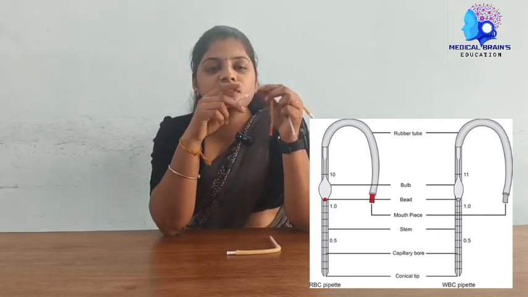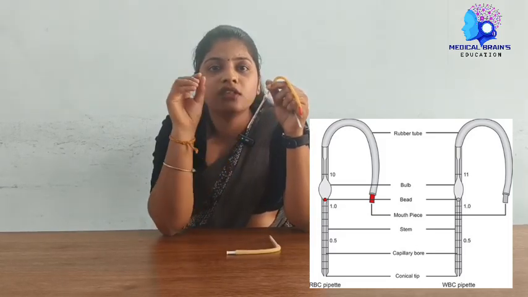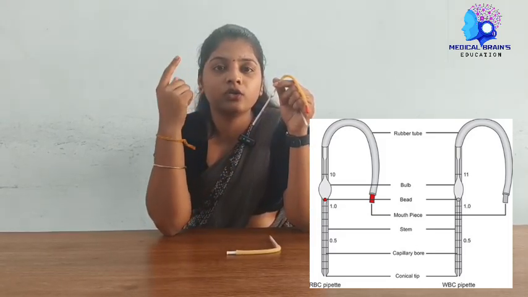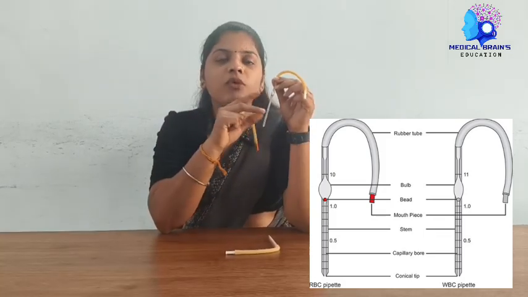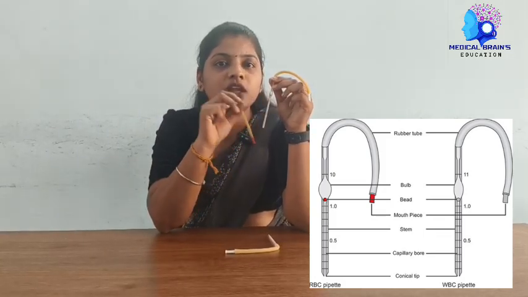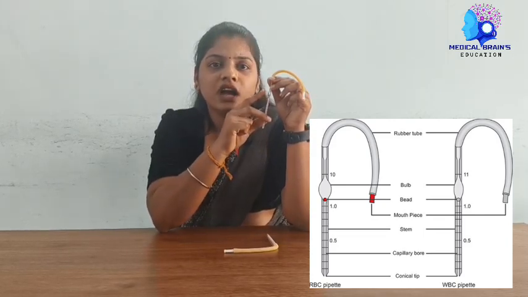And next, in the RBC pipette, inside the bulb, there is a seed-like structure. I already told you that is the bead. It is red in color. In the WBC pipette, inside the bulb, there is a seed-like structure. That is the bead. It is white in color.